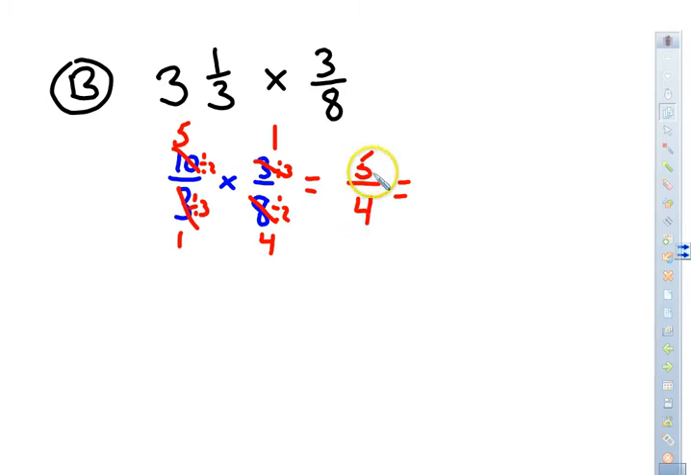How many 4s go into 5? 1 whole. So we can subtract those and get 1 with 4 as our denominator. 1 and 1/4 is our answer.